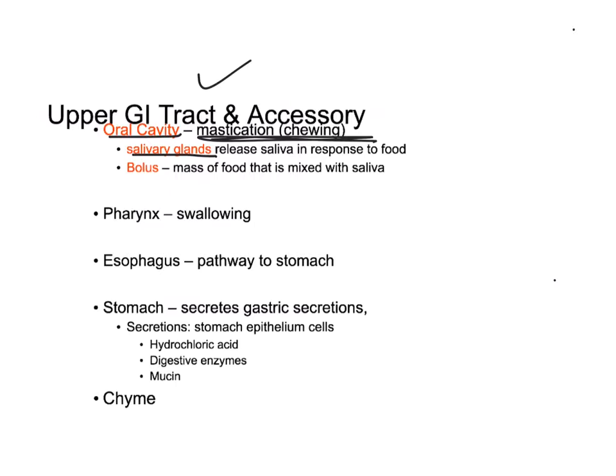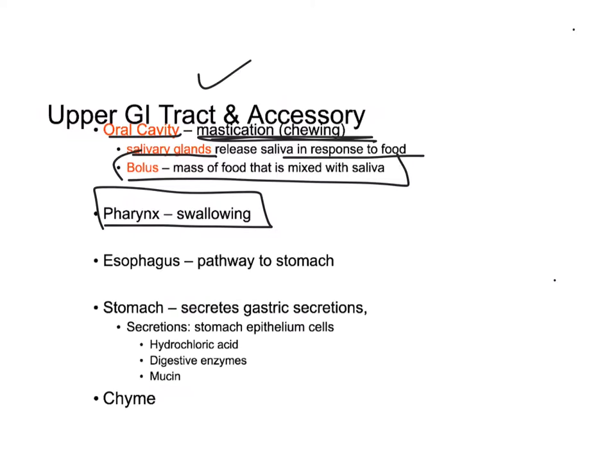Salivary glands, and I'll show you a picture in a second, those are going to release saliva when they know that food is in your mouth. And then I've already mentioned this, the bolus is the mass of food that's mixed with the saliva. The pharynx, we talked about with respiratory system, but it's going to be important in swallowing. The esophagus is going to be your pathway to the stomach, and it's posterior to the trachea.